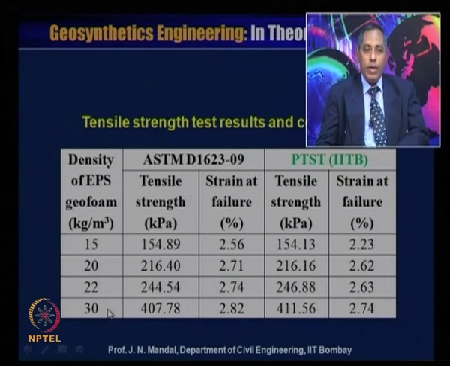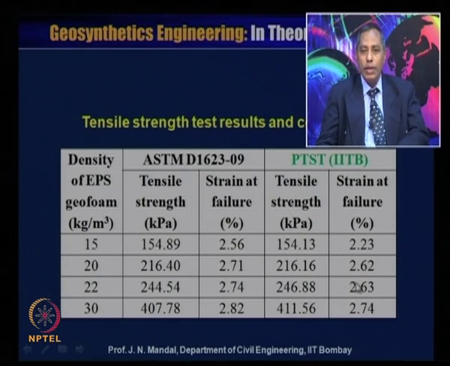When the density of the EPS geofoam is 30 kg per meter cube, as per ASTM, tensile strength is 407.78 and the strain at failure is 2.82%. Whereas the proposed method tensile strength is 411.56 kilopascal and strain at failure 2.74.